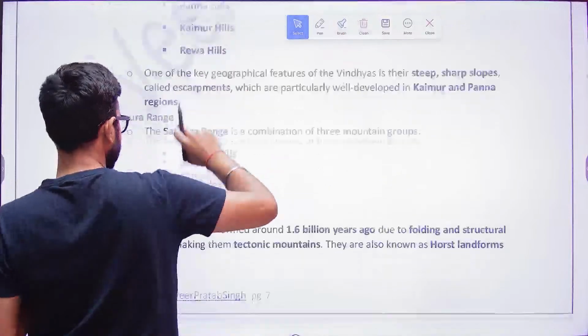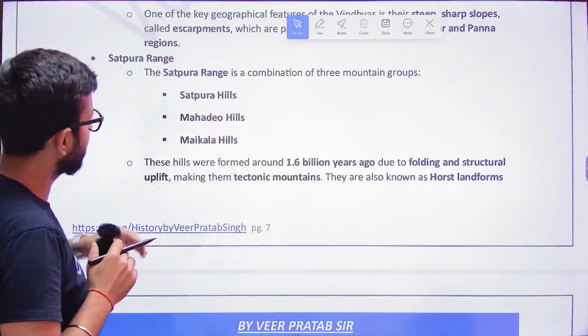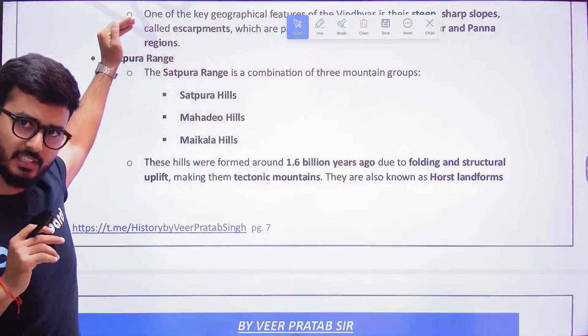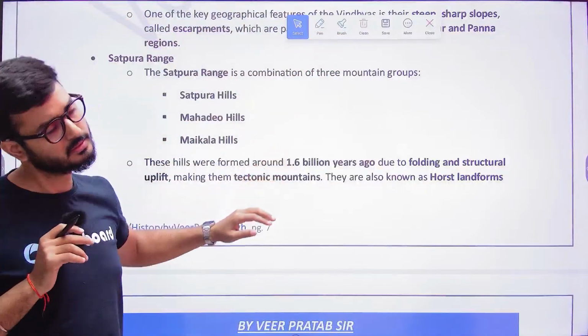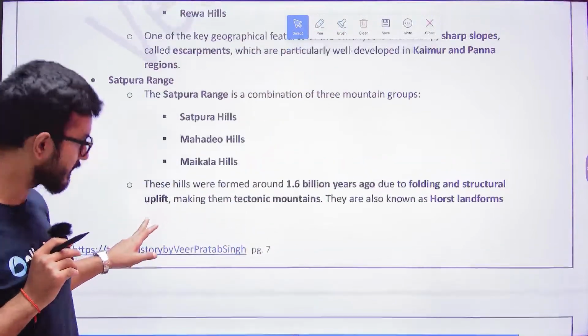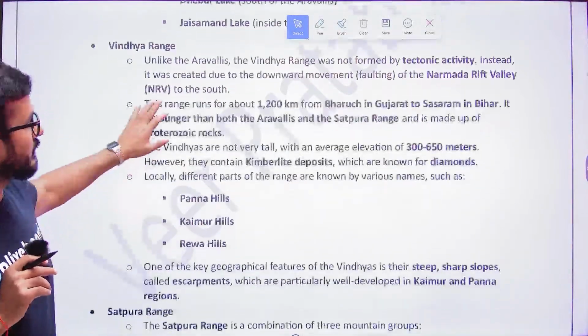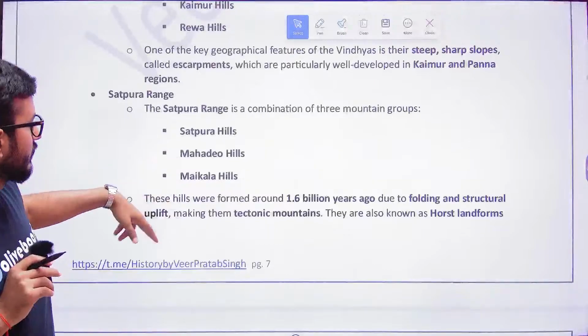After this, there is going to be the Satpura range. In the Satpura range, there are various hills, and we have already seen the Satpura. Aravlis were 2 billion years ago. Satpura is 1.6 billion years ago. And here we had seen that this particular range is not that old.